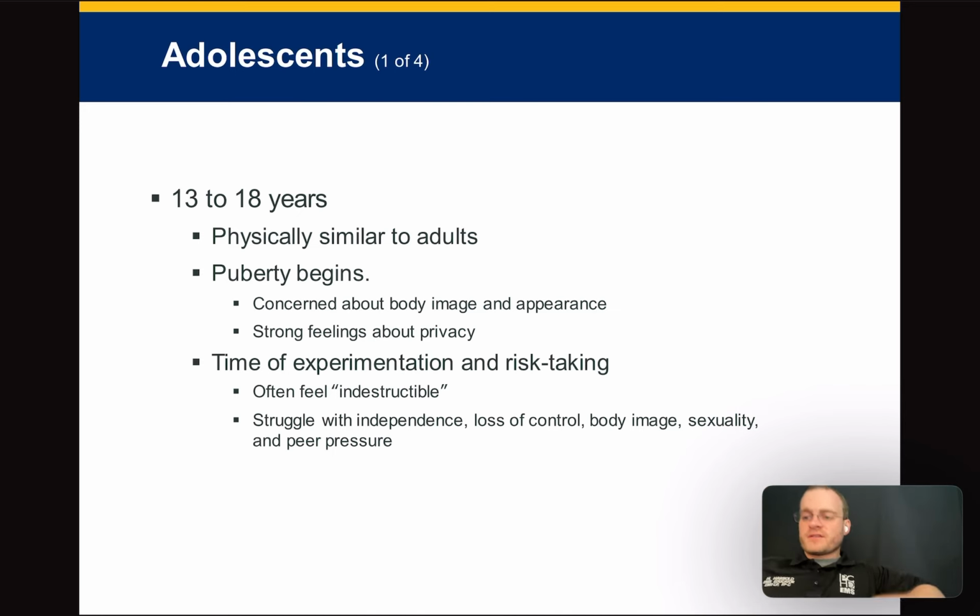And so the problem with this age group, and we've all been here, I look back and think of some of the crazy things I did, is you feel indestructible. You feel immortal. You know, I could jump my bike like they did on MTV because nothing bad would happen to me. And so just be aware of that. They engage in what's called risk-taking behavior, like all the crazy stuff me and my brothers used to do, just because you feel indestructible, you're invincible. And so they also will struggle with independence, loss of control, body image, sexuality, peer pressure.